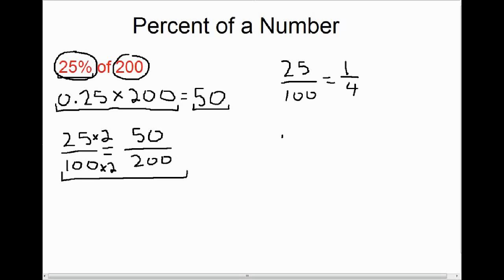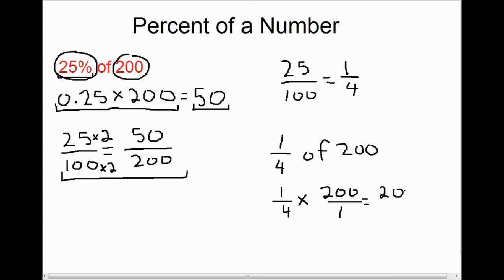And again, a quarter of 200, if we change that to a math sentence, is 1 over 4 times 200. And 200 written as a fraction is 200 over 1. We could reduce in the question here, but I'll just go ahead and simplify that. 1 times 200 is 200, and 4 times 1 is 4, and then 200 divided by 4 is 50.